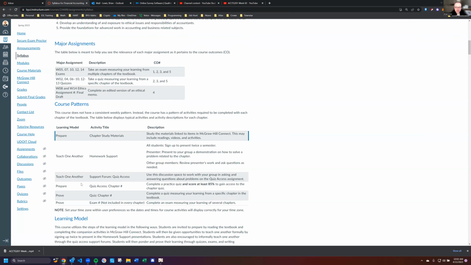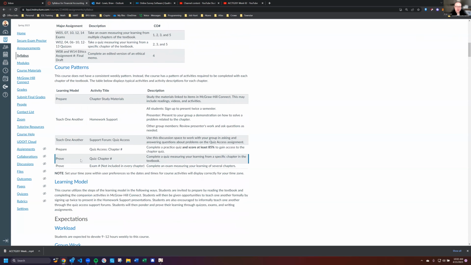Okay, this is the pattern of the class. Pretty much you'll go through your study materials, you'll have some homework support within your group. I've already set up those groups. You'll have a support form for the quiz, and then you'll have a quiz access, a quiz, and exam, almost on a weekly cadence. Now that shifts just a little bit.